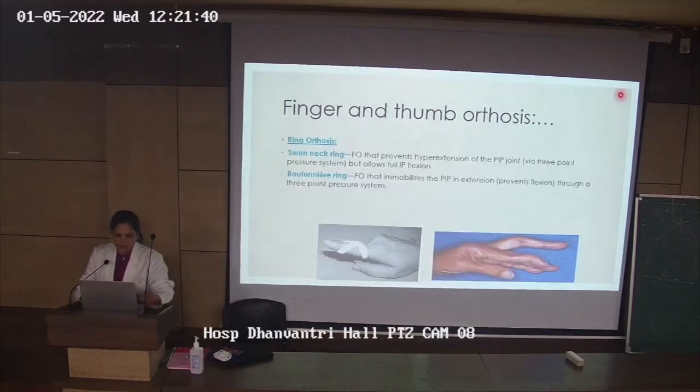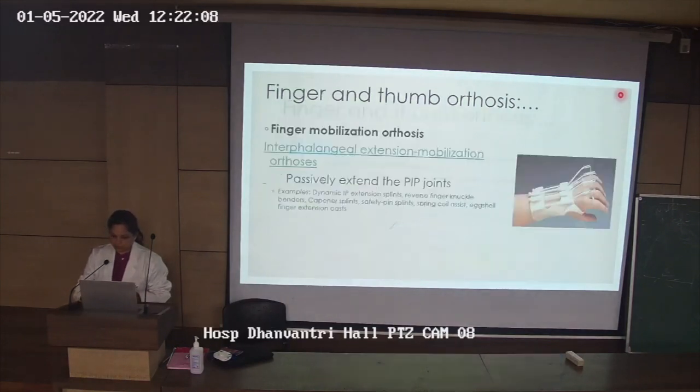The other example of finger and thumb orthosis is the ring orthosis. It is the swan neck orthosis or Boutonniere orthosis. The first one is for swan neck deformity. It prevents hyperextension of the PIP joint via a 3-point pressure system, but allows flexion at the interphalangeal joint. And the Boutonniere one immobilizes the proximal interphalangeal joint in extension to prevent flexion through a 3-point pressure system. Okay.